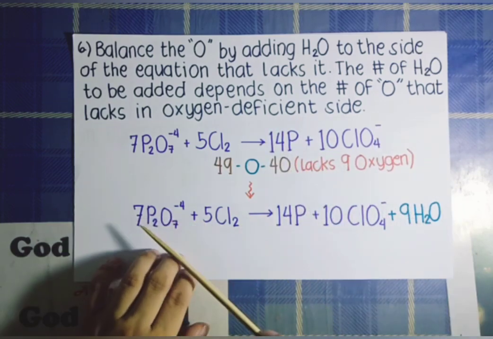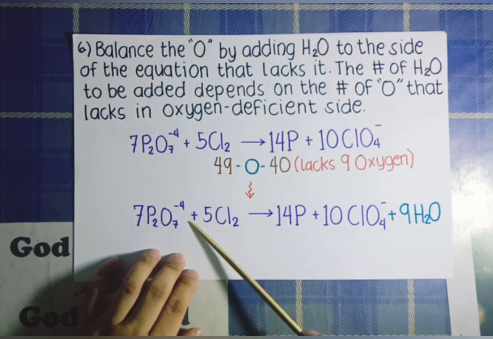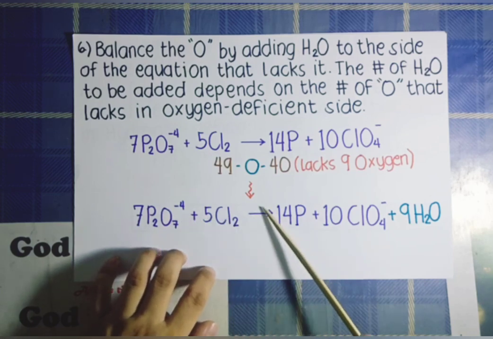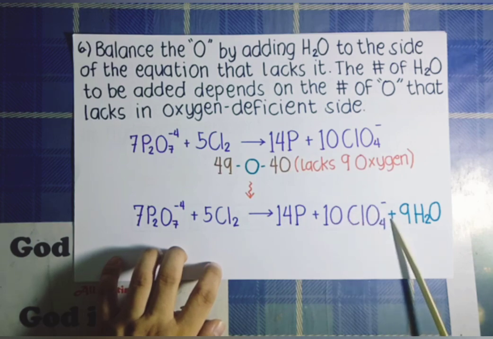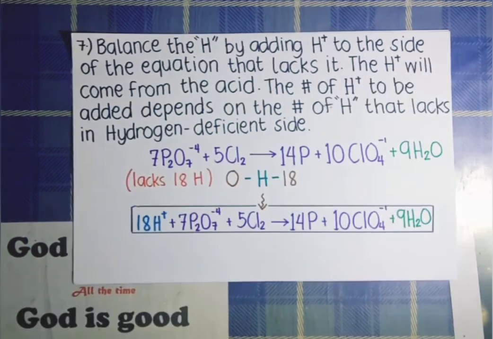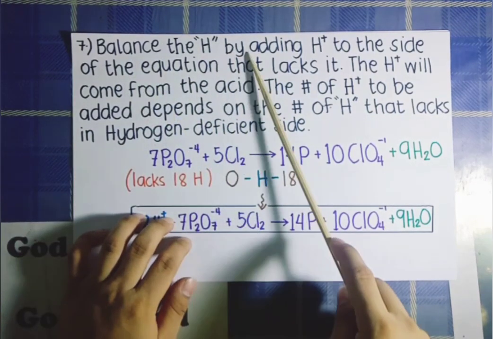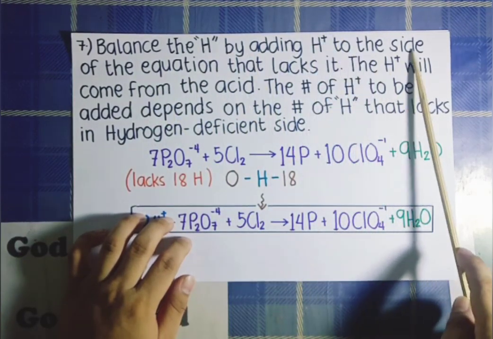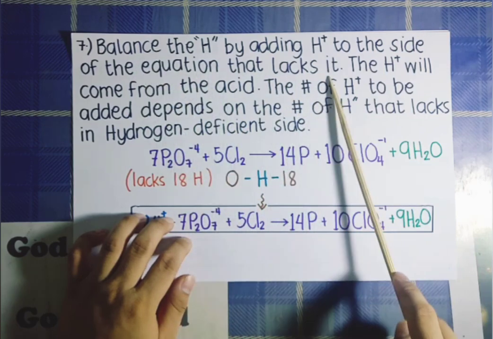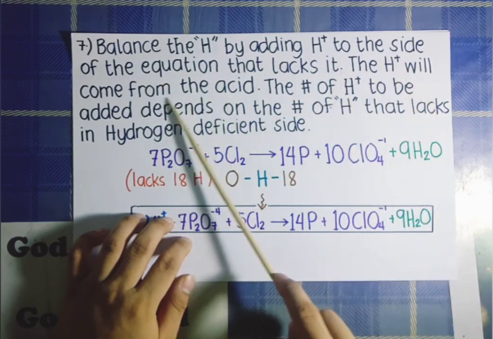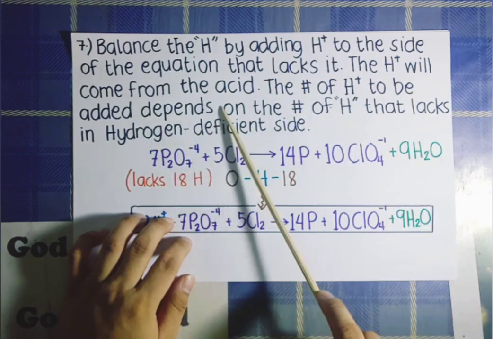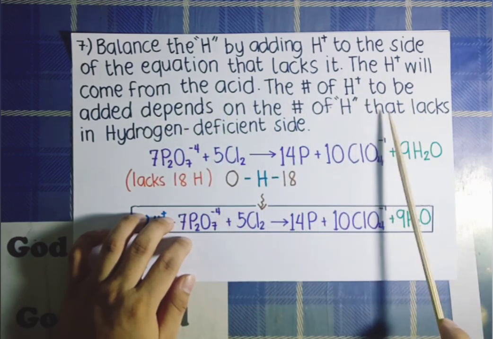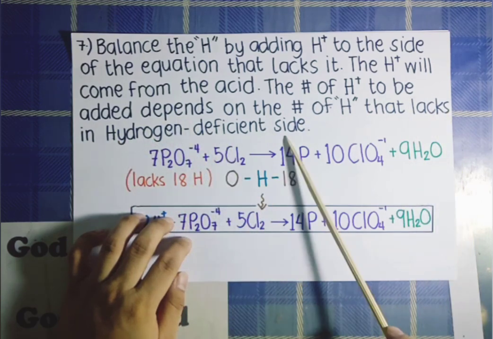And we will have here 7 pyrophosphate ion plus 5 chlorine gas will yield to 14 phosphorus plus 10 perchlorate ion plus 9 water. And for the last step in acidic solution, balance the hydrogen by adding hydrogen ion to the side of the equation that lacks it. The hydrogen ion will come from the acid. The number of hydrogen ion to be added depends on the number of hydrogen that lacks in hydrogen deficient side.